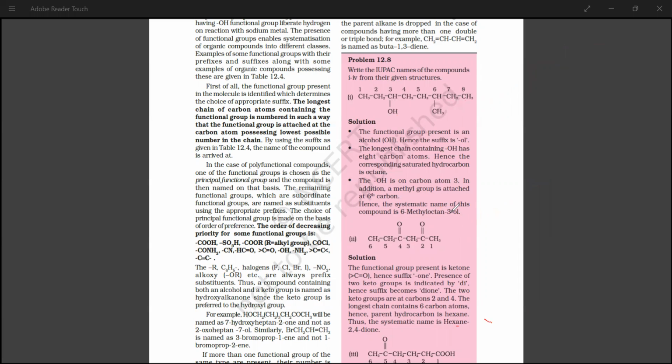Now see here, if we start counting from this side, 1, 2, 3, or 1, 2. So 2 is the smaller, so we'll start counting from here. On second, one is there, and on fourth also one is there. Total 6 carbon atoms are there, so hex. And between carbon atoms, the bond is single, so ane, hexane. And on second and fourth, 2, 4 di one. So hexane 2, 4 di one will be the name of this compound.